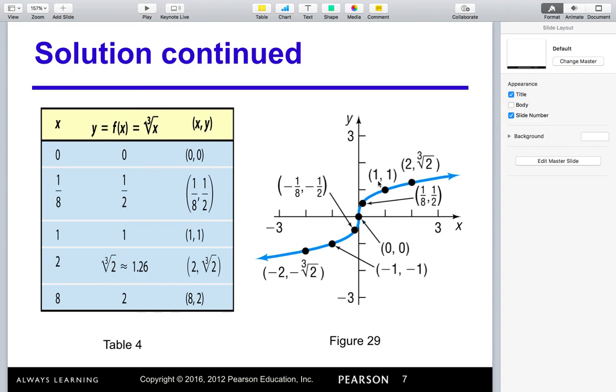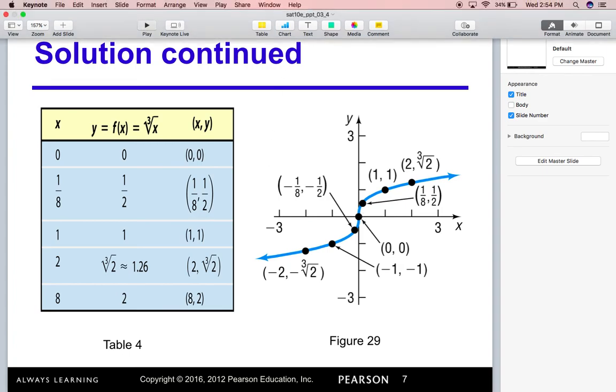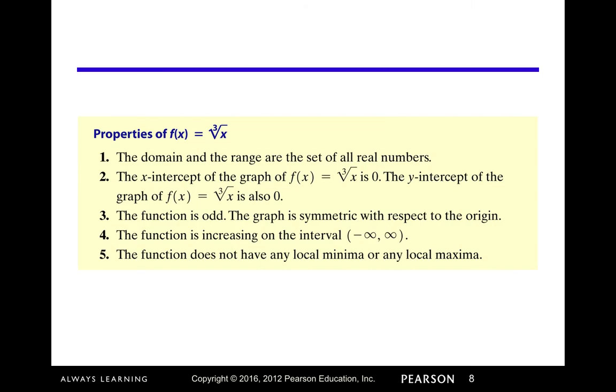Okay. Right now, when you see the graph, you can easily see that the cube root function is an odd function. We see that origin symmetry. We find the x and y intercept algebraically. Knowing the graph, you see that that's the origin. Okay, and that's the most important information about the cube root of x function.